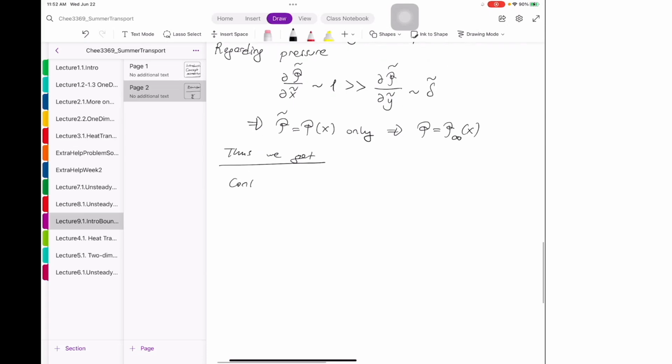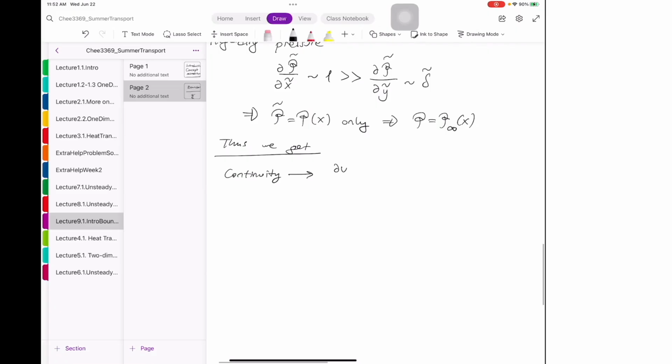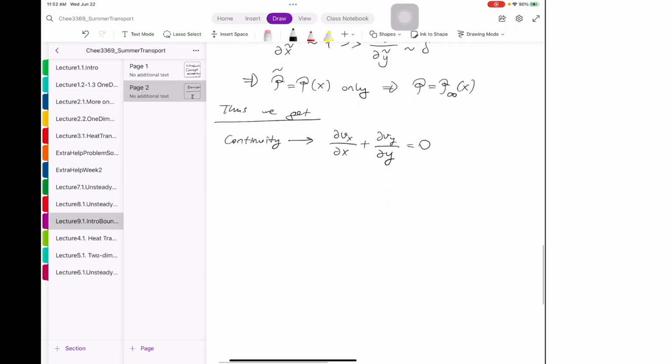From the continuity equation, del Vx over del x plus del Vy over del y is equal to 0. No simplification has been made there, but in the x momentum equation we made a simplification.